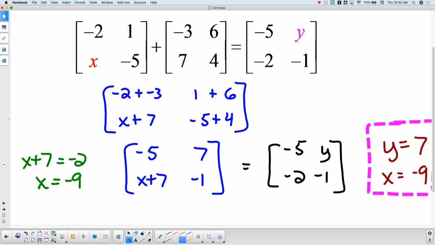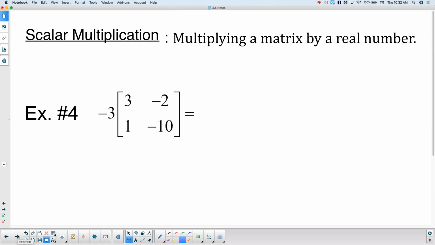But first, I want to introduce the next operation with matrices, and that's something called scalar multiplication. Scalar multiplication is where you are multiplying an entire matrix by a number. The easiest thing that I can relate this to is the distributive property.